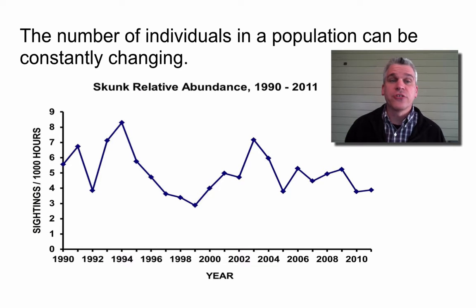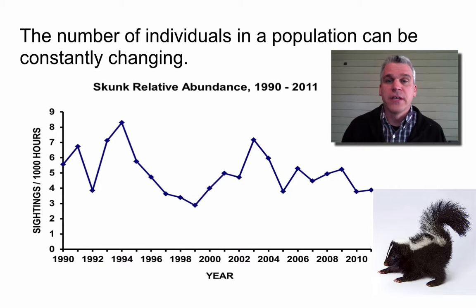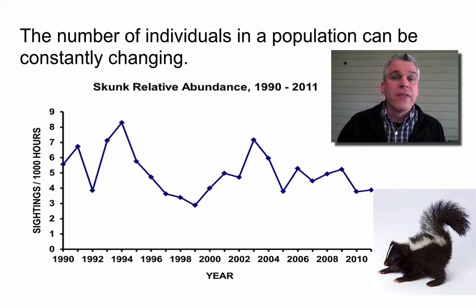So populations certainly are changing. Let's take a look at some data from Ohio. Here is the skunk relative abundance from 1990 to 2011 in Ohio. And we can see that there are some years, like in the early 90s, where the population of skunks was higher. It decreased for a time, it went up for a little bit, and we can see that it's sort of remaining unchanged over the last few years. Now this is looking at a fairly large area, though. We're looking at the size of the state of Ohio.